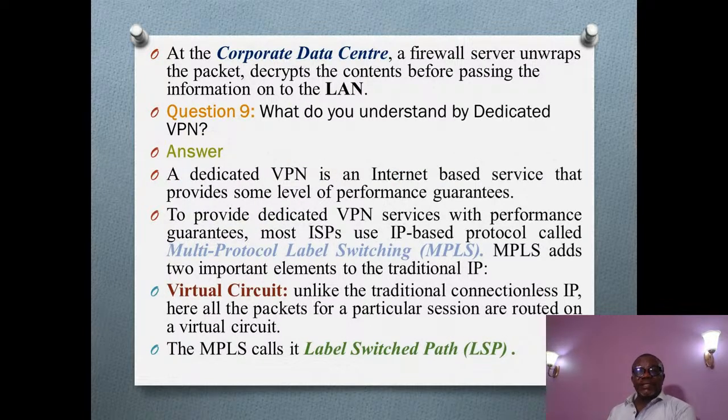At the corporate data center, a firewall server unwraps the packet and decrypts the content before passing the information onto the LAN. See, what we said has two things. Authentication has to authenticate who this person is using his password. Then after that, it tries to secure the information that is going to that person.